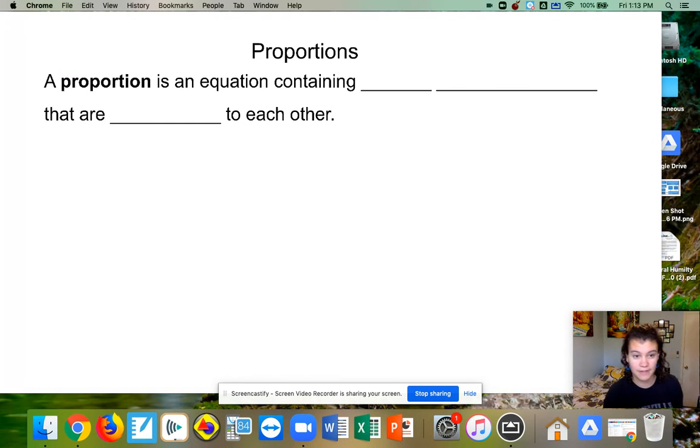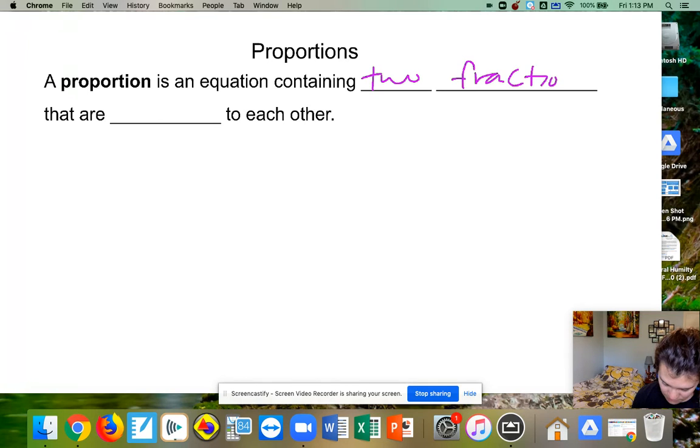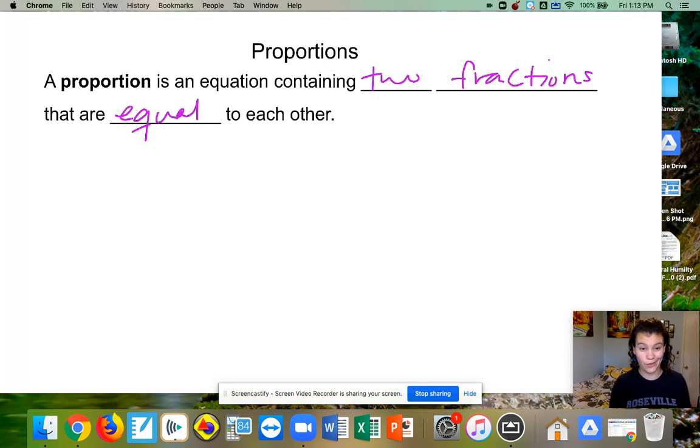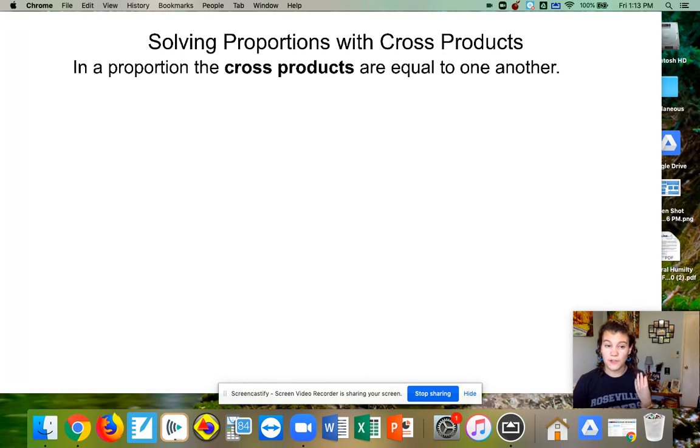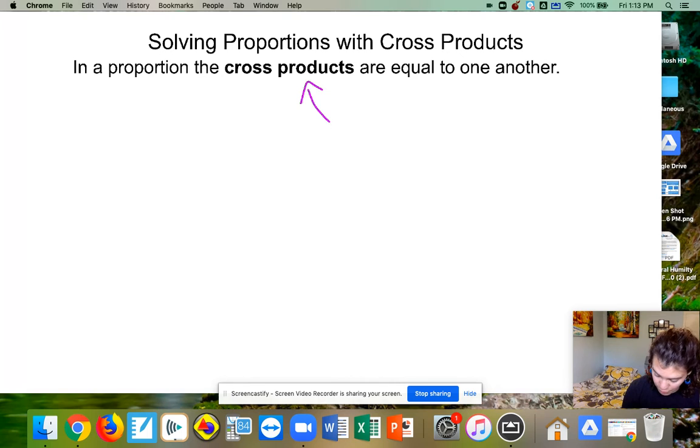All right, so proportions. A proportion is an equation containing two fractions that are equal to each other. We could have used proportions in the last two questions, but we didn't. We just kind of worked through it, but I'll show you how to use them now. You solve proportions with cross products. In a proportion, the cross products are equal. Cross products are just multiplying diagonally.